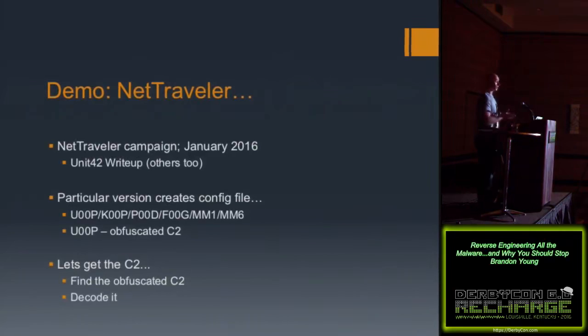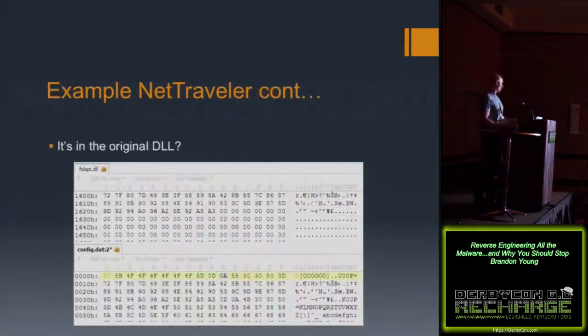So as you can see, one of the first things I wanted to do was figure out where that obfuscated C2 was located. And in this image right here, you can see I think it's FSA or FSLAPI.dll. This was the DLL that was actually dropped to disk, so that was being side-loaded into the legitimate executable. And down at the bottom, there's the config.dat. That was the file that was written to disk.